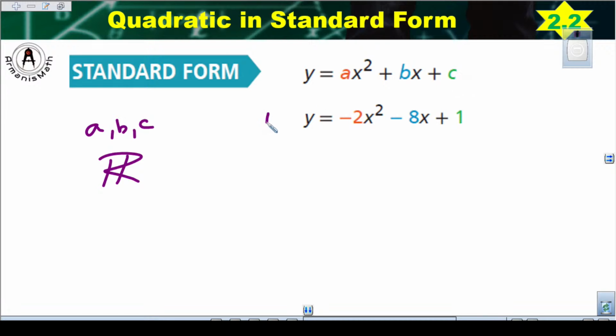So I have an example here for us to identify the a, b, and c. In this example, what do you think is going to be my a?